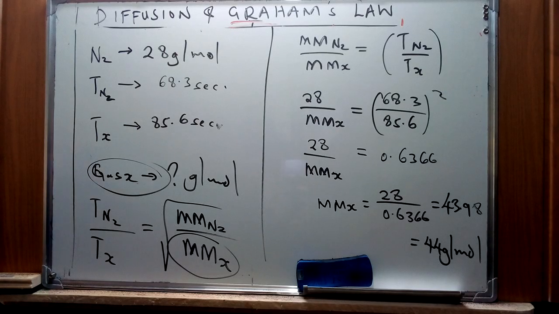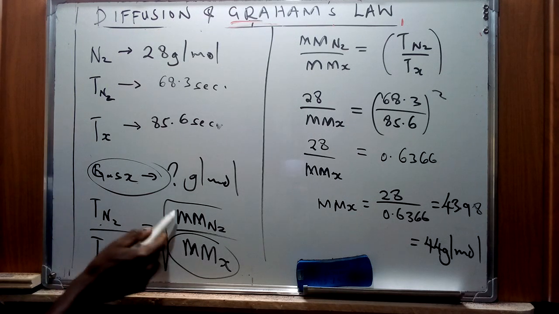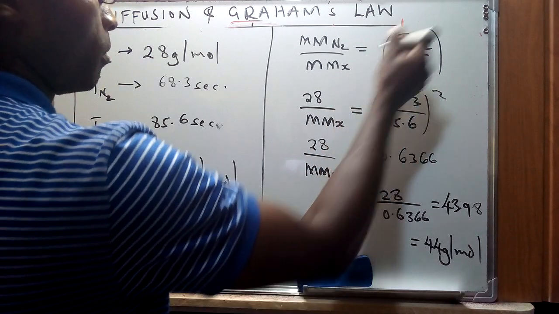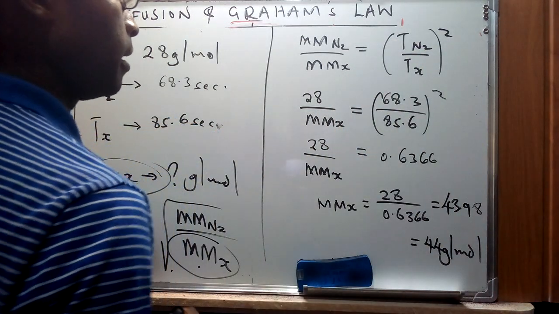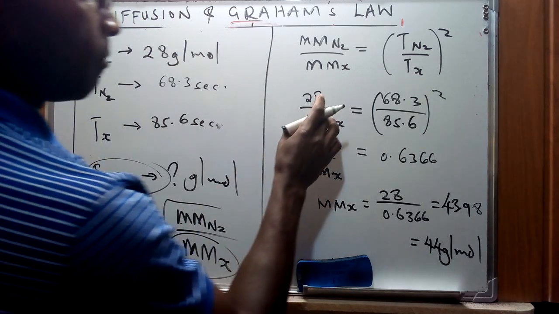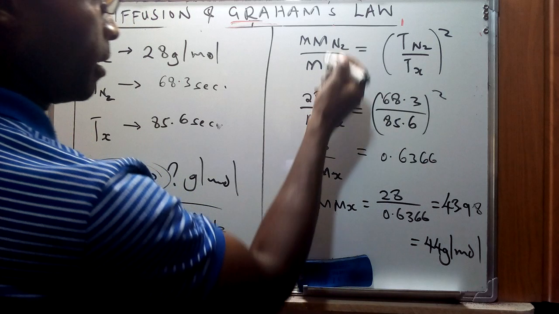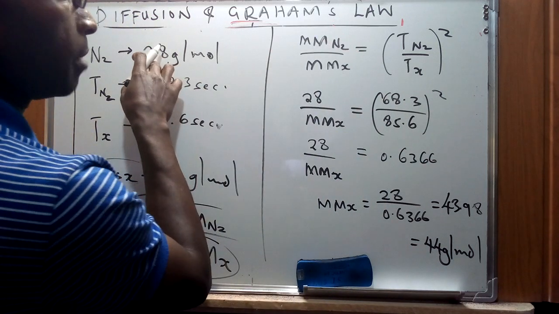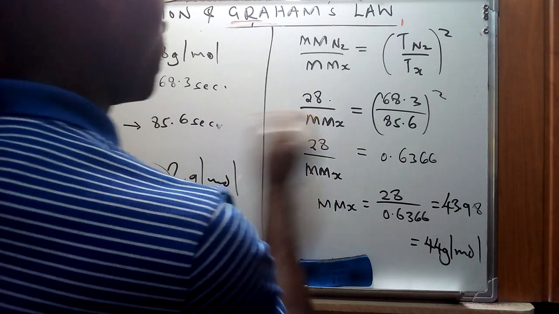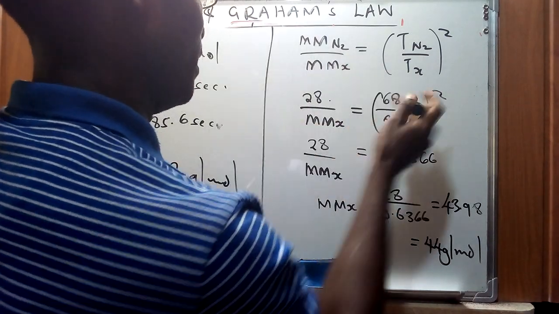So basically, using this relationship, the time taken for nitrogen and the time taken for X is the same as the root of the molecular mass of nitrogen over the molecular mass of X. Now, to make this the subject of the formula, we're going to square both sides in order to get rid of this root sign. So therefore, this is going to give us this, whereby we substitute the molecular mass for nitrogen over the molecular mass for X.